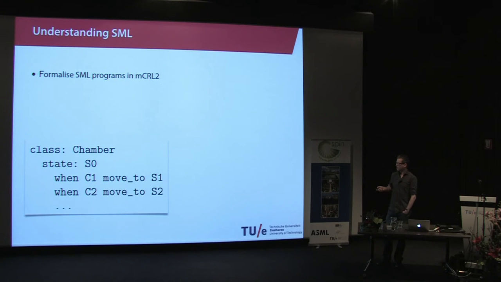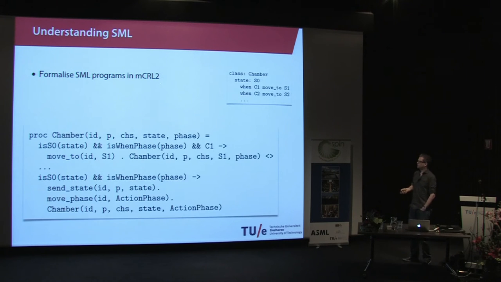So for instance, if you got such a class, let's say chamber, and it would have a state as naught, it would translate to an AMSRL 2 process of the following type. You see some of the information here: state as naught would be a predicate on the variable state, and there would also be a variable, some kind of predicate, on something which is either a when phase or an action phase, just to model the two types of phases that the system could have. That's such a finite state machine.